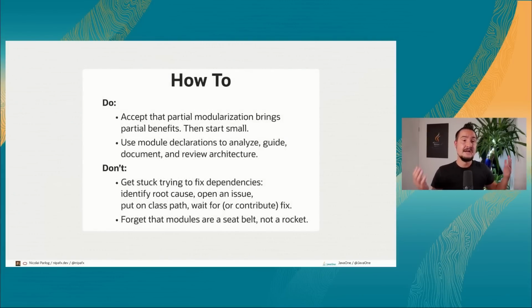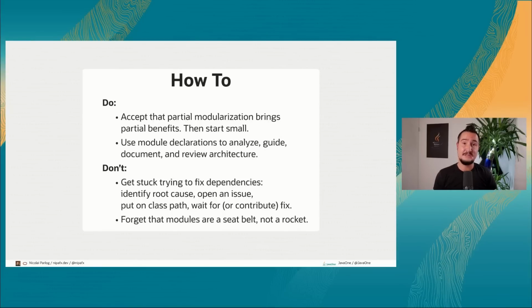Okay, so how do you do the updates? I want to recommend to accept that partial modularization brings partial benefits and just start small. You don't have to make this a big bang thing that has to work from day one. Use module declarations to analyze, guide, document, and review your architecture. So if the module system is throwing stuff in your face, and you're like, do I really have to export 120 packages from this module declaration? Maybe the answer is no, you don't have to. Maybe you can find a better way to structure that code and improve it, and then make it easier to deal with modules. So listen to what the module system is telling you.